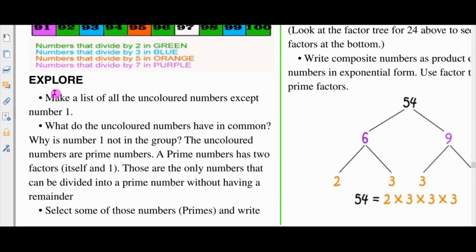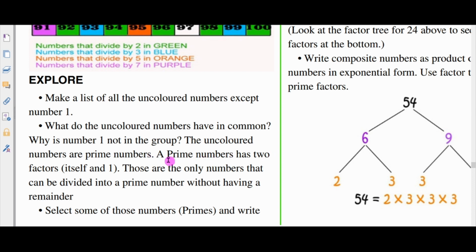So for Explore, it says that we should make the list of all the uncolored numbers except number 1. And please remember that this list will have what? 25 numbers there. Next point. What do the uncolored numbers have in common? Why is number 1 not in the group? And that's because the uncolored numbers are prime numbers, and 1 is not in the prime number group.